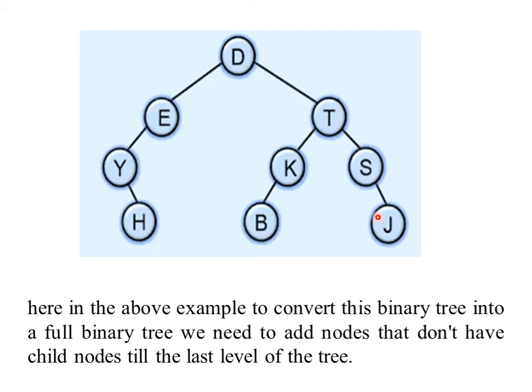Now to make this a complete binary tree, I should add a right child to E, a left child to Y, and similarly a right child to K and a left child to S. Here in the above example, to convert a binary tree into a full binary tree, we need to add nodes wherever children are missing, till the last level of the tree. This is the last level. I have told you which nodes are missing and where I should add them.